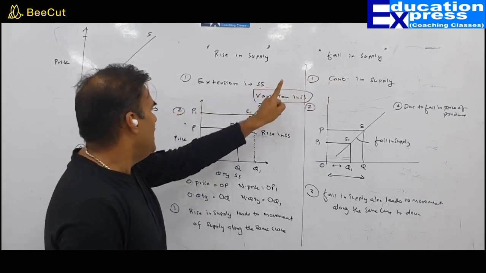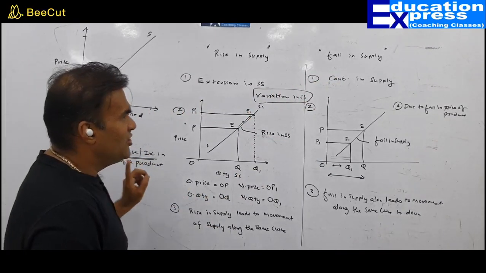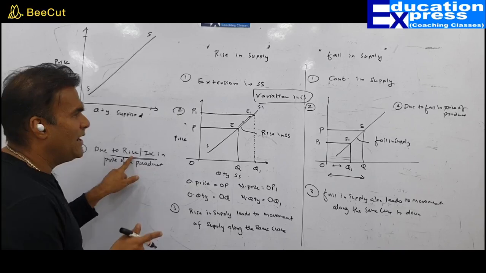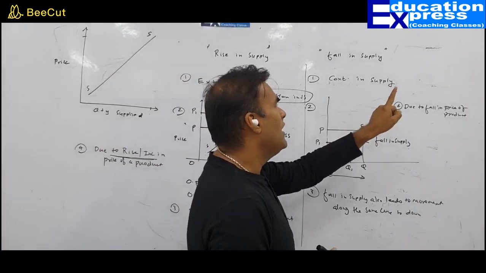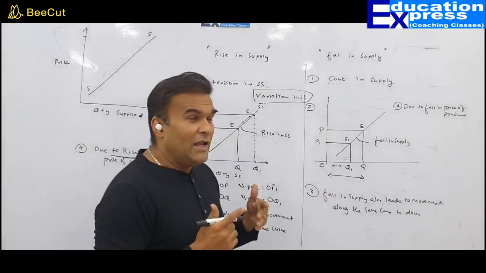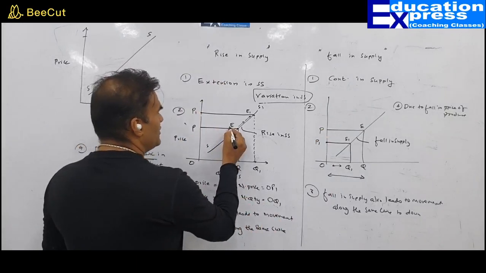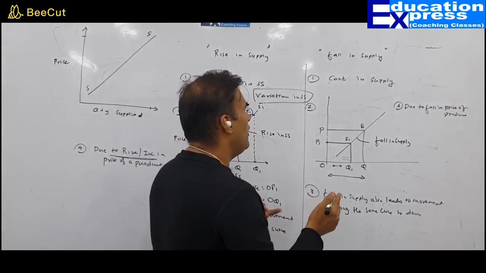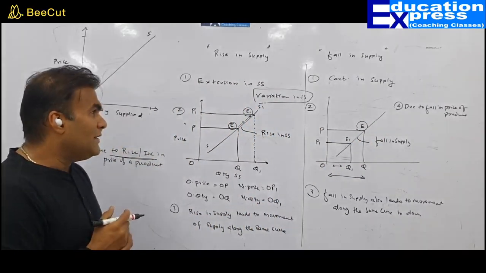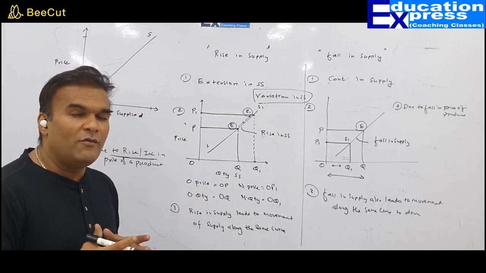So why does this happen? It happens only and only due to change in price of the product. That means extension will happen if there is a rise in the price. Contraction will happen if there is a fall in the price. So it happens on the same curve, you do not have to shift the curve. In case of rise in supply, the point will move upward. Earlier it was E, now it is E1. In case of fall, it will move downward. Earlier it was E, now it is E1. I'm sure this much knowledge is far more than enough to understand this concept, which is equally very, very important.